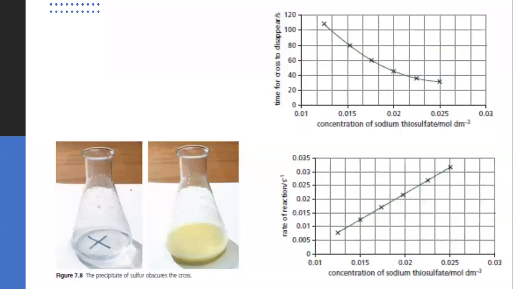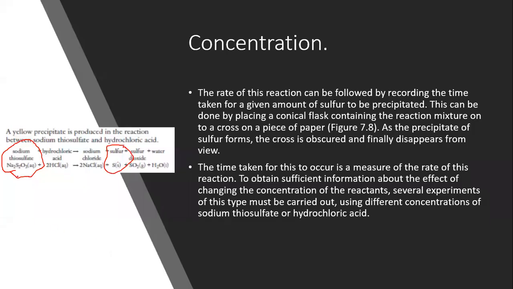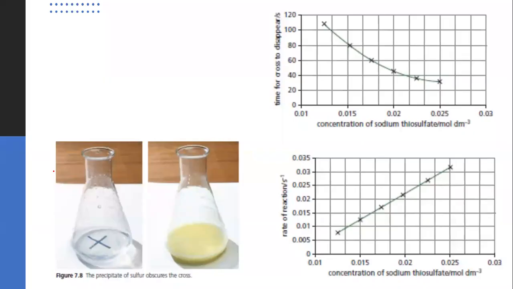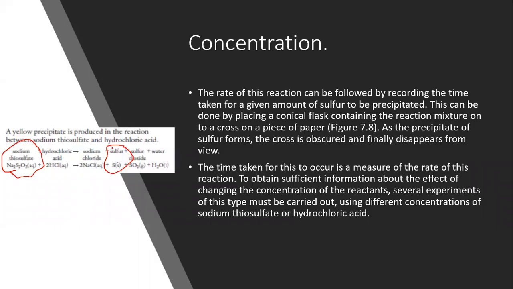So this is basically what it looks like. At the very start, we make a cross on a piece of paper, and on top of the cross, we place our beaker. In the beaker, we add our reactants, sodium thiosulfate and hydrochloric acid. After that, we note down how much time it took for the yellow color to appear. The yellow color is appearing because of sulfur.